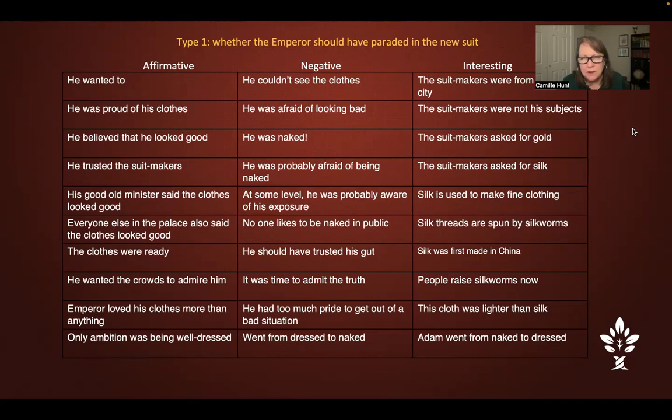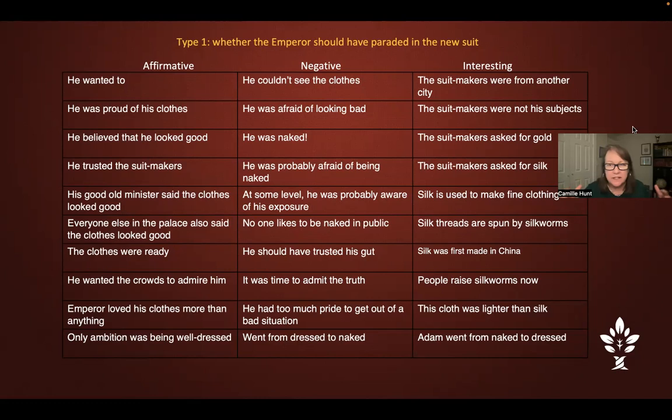The suit makers were from another city. Remember, they were in a big city, a crossroads. People were happy there. They came from all kinds of places. It was exciting. So these people were from out of town. So the suit makers were not his subjects. The suit makers or the weavers asked for gold. The weavers asked for silk. And you notice I did not put an "and" in there. I made that 2 separate lines. It's good to keep those separate. Keep each item apart from the others.